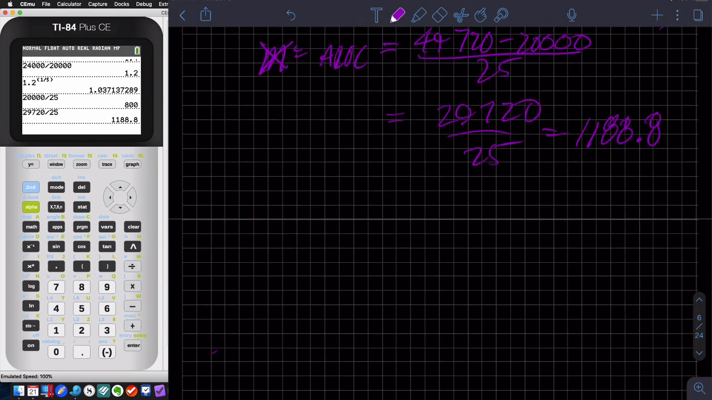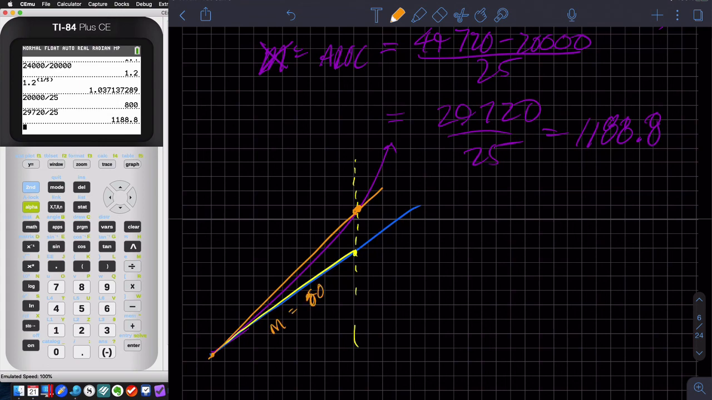So again, my linear model looked like this. My exponential model looked like this. Right? And when we took the slope at the 25-year mark, the slope between these two points for the linear line was the same as the slope of the line, but the average rate of change between this point and that one here for the exponential function is higher. So slope here was 800, as it was for the whole function, because it's the line, and the average rate of change, which would be the same idea of slope, is 1188.8. So I go up much more for this same travel in horizontal distance. Okay?